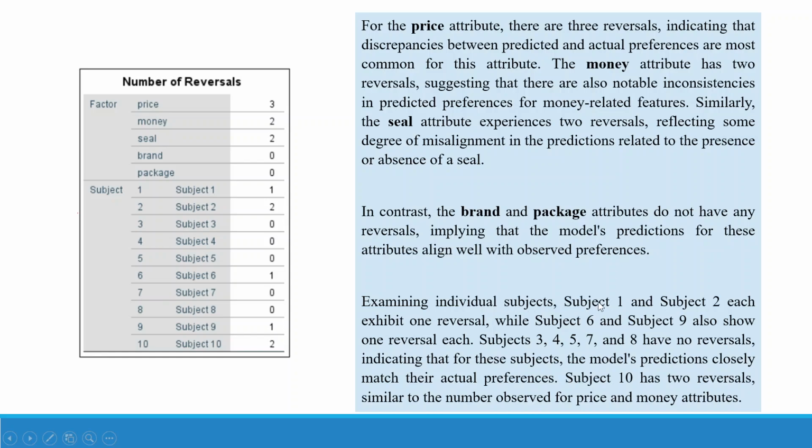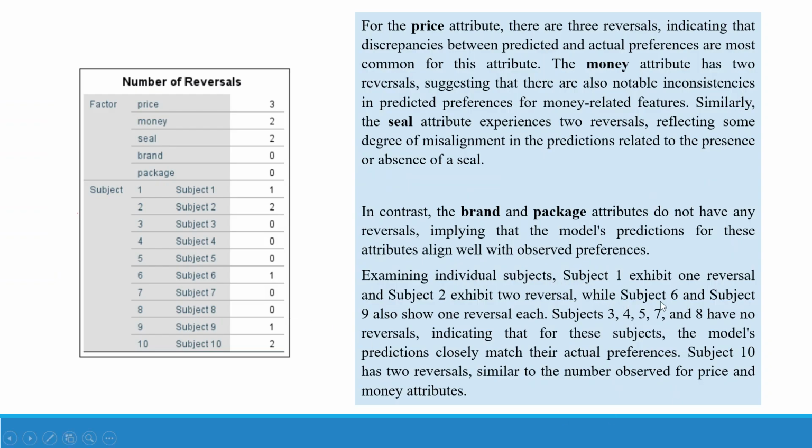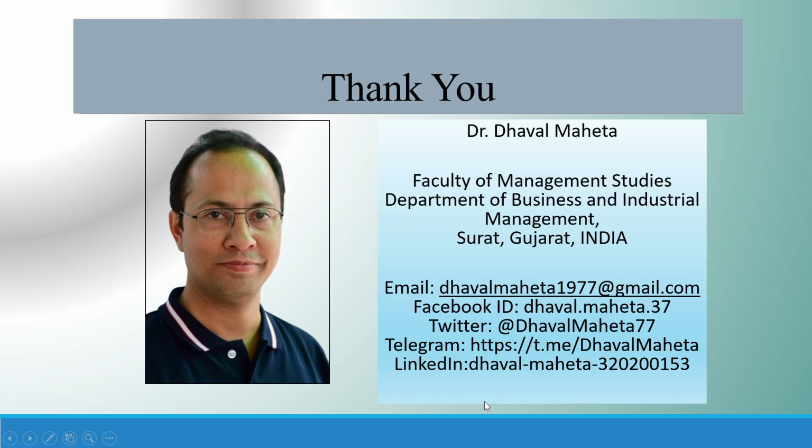Examining individual subjects, subject 1 and 2 each exhibit 1 reversal. So let me change this. Subject 1 is having 1 reversal and subject 2 is having 2 reversals. While subject 6 and subject 9 also have 1 reversal each. Subjects 3, 4, 5, 7 and 8 have no reversals, indicating that for these subjects the model's predictions closely match their actual preferences, or in other words, the model fits the data well. Subject 10 has 2 reversals, similar to the number observed for price and money attributes.